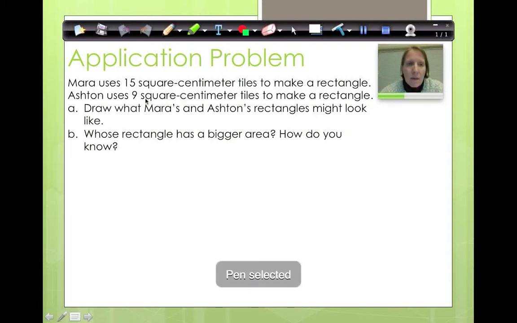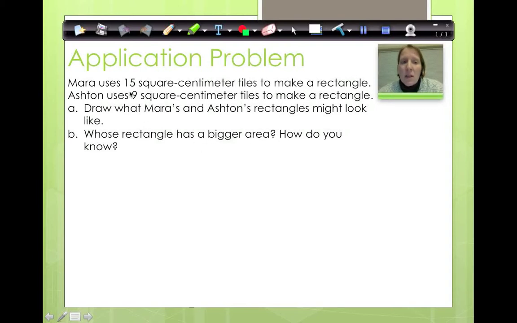Pick up my pencil. Mara uses 15 square centimeter tiles to make a rectangle. Ashton uses 9 square centimeter tiles to make a rectangle. Draw what Mara's and Ashton's rectangles might look like. And then we have to figure out whose rectangle has a bigger area and how we know that.